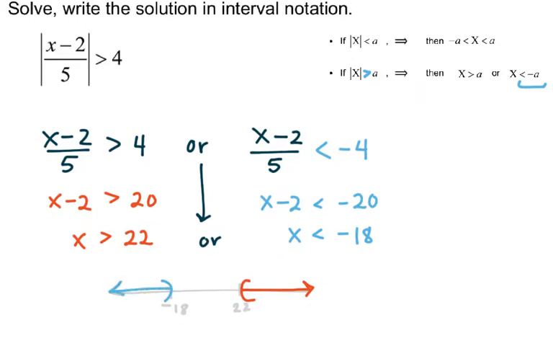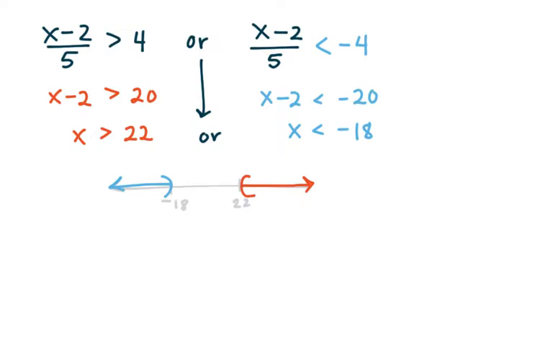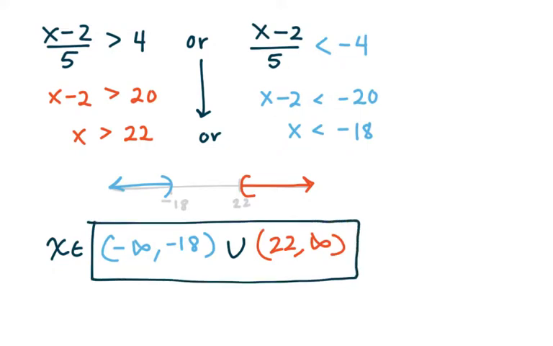And you see that they are not overlapping. Again, this is an or situation. So we'll write our solution. We'll say that X is in the set from negative infinity to negative 18, union, or, 22 to positive infinity. And this is my end solution.